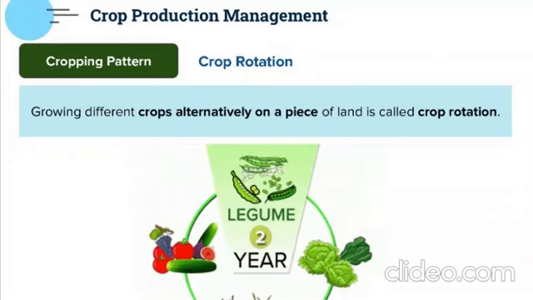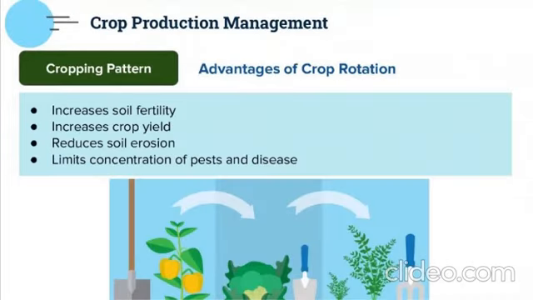Next one is crop rotation. When we grow different types of crops alternately on a piece of land, like this year I'm growing leafy vegetables, next year I'm growing legumes, that kind of cropping is known as crop rotation. There are a few advantages. It increases soil fertility, it increases crop yield as well, it reduces soil erosion, and limits the concentration of pests and diseases.